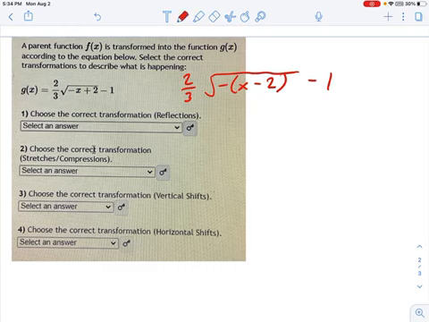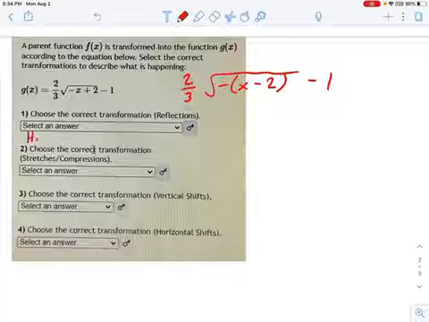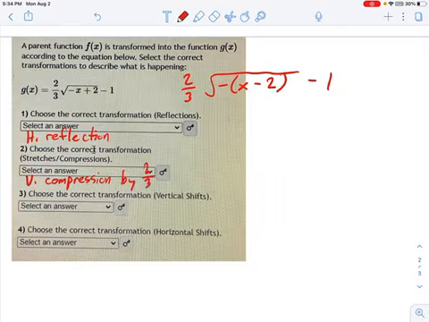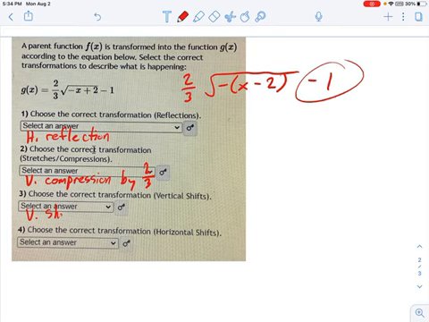Okay, I only have one reflection, horizontal reflection only. And when it comes to stretches and compressions, this one is a vertical compression. The other 2 were stretches, but this is a compression. Because if you look at the factor in front, that is a 2/3. So we say by 2/3. 2/3 is less than 1, so it's a compression. Then we have that vertical shift down by 1.